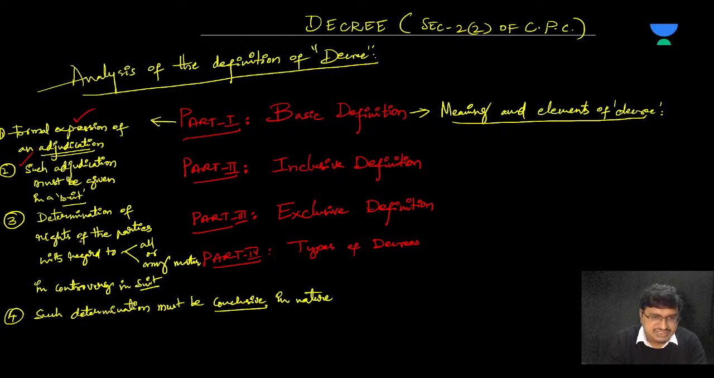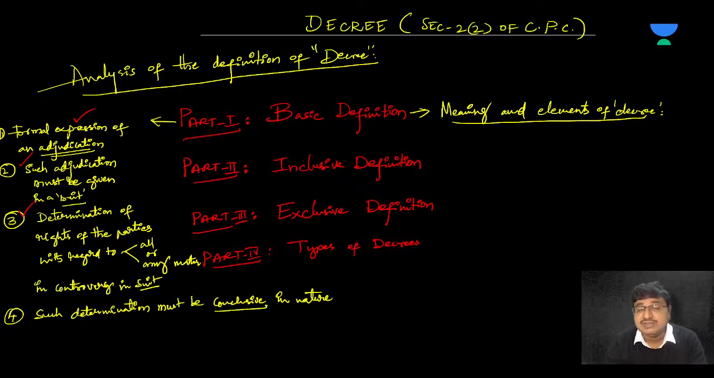Now, determination of rights of the parties with regard to all or any of the matter in controversy in suit. Here, determination of rights of the parties in controversy is a very important concept under a decree. Friends, to constitute a decree, there must be an adjudication. Here, the adjudication must be in a given suit. Then, this determination of rights of the parties in respect of the matters in controversy is the important one.